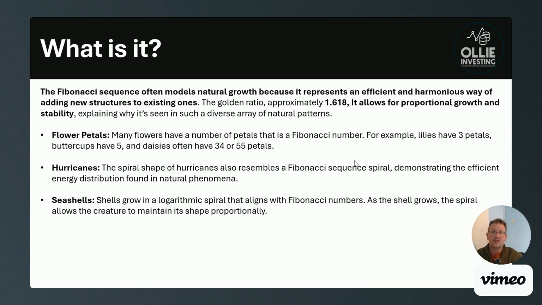So you've got flower petals. Lilies have 3 petals, buttercups have 5, daisies often have 34, 35 petals. The spiral shape of the hurricane resembles a Fibonacci sequence spiral, demonstrating the efficient energy distribution. And then seashells is exactly the same. It grows in a logarithmic spiral that aligns with Fibonacci numbers. So this isn't just something that someone's made up, drew some lines on a chart and said, hey, this is Fibonacci. This goes way back and is found naturally all over the world and in Mother Nature. So yeah, pretty interesting stuff.